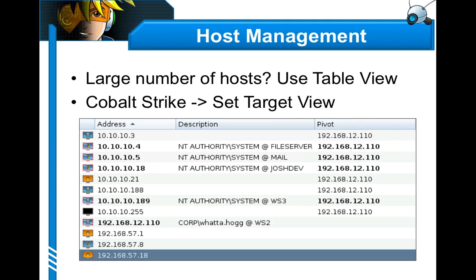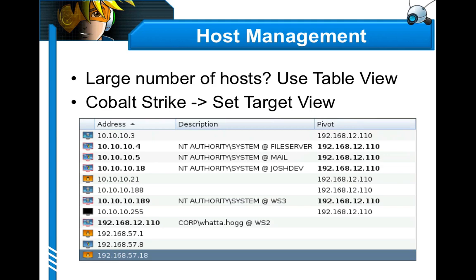Now, one thing you may notice, though, if you're scanning large networks or importing lots and lots of hosts, is that the graph view becomes cluttered very quickly. In fact, for the demonstration I just did, I would say it was a little cluttered. Wouldn't you agree? For these situations, you'll want to use Table View. Go to the Cobalt Strike menu, select Set Target View, Table View.